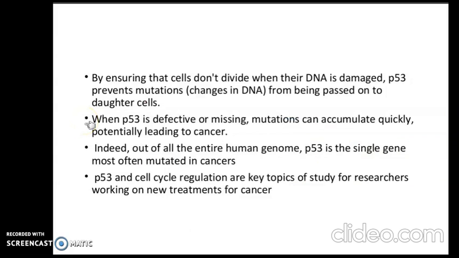By ensuring that cells don't divide when their DNA is damaged, P53 prevents mutations from being passed on to daughter cells. When P53 is defective or missing, mutations can accumulate quickly, potentially leading to cancer. Indeed, out of the entire human genome, P53 is the single gene most often mutated in cancers. P53 and cell cycle regulation are key topics of study for researchers working on new treatments for cancer.